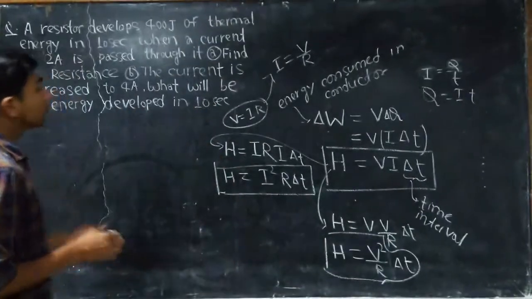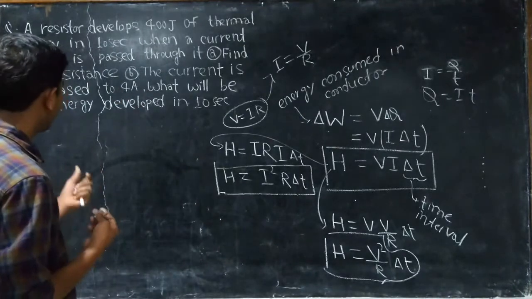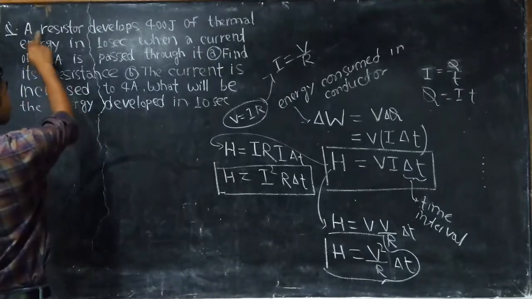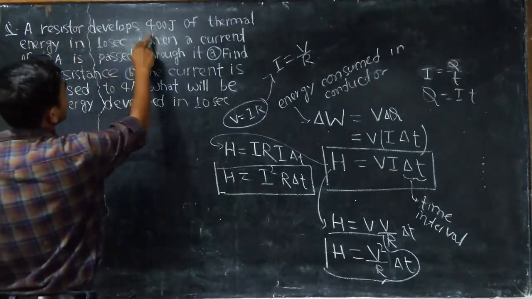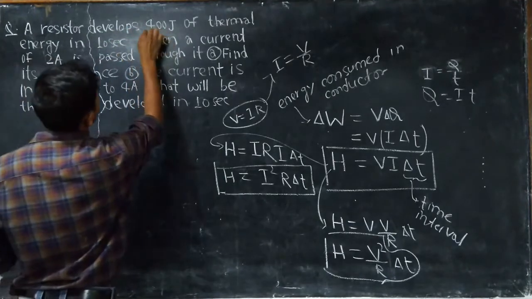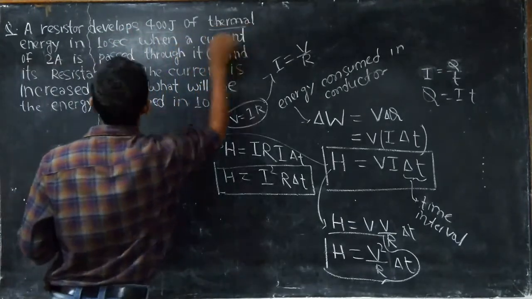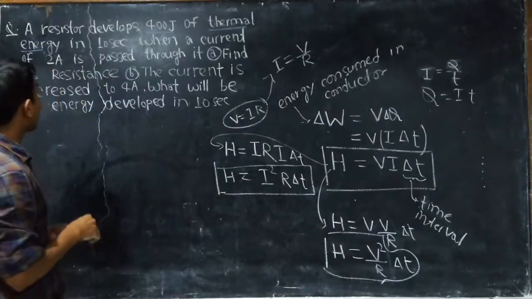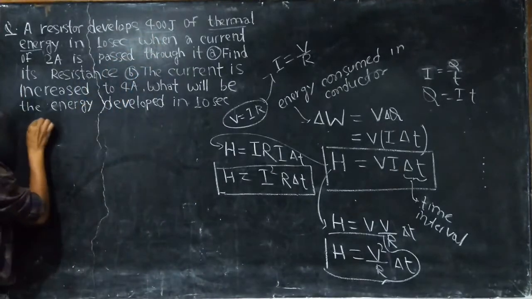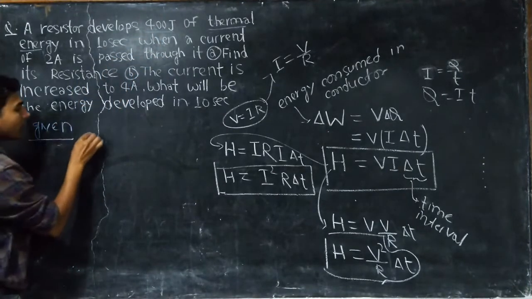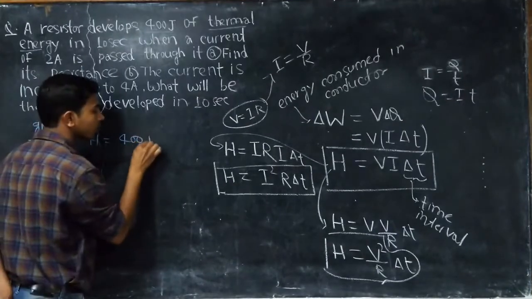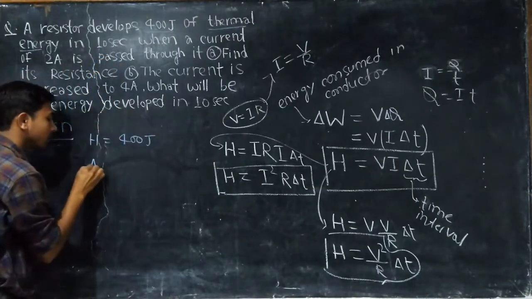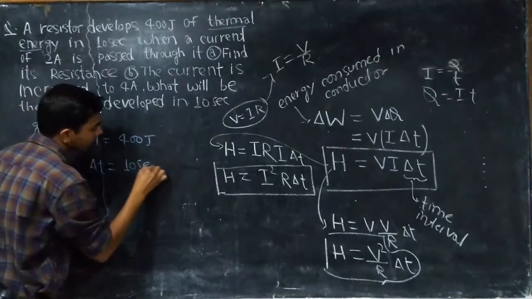Okay, so now we are going to solve this question, right? So first we have to write the values given in the question. Now you can see the resistor develops this amount of thermal energy, right? Thermal energy means the heat dissipated in form of heat. And how much is that? 400 joule, right? So given H is equal to 400 joule in 10 seconds. So time interval delta T is given, 10 seconds.